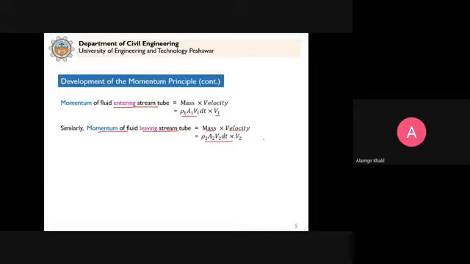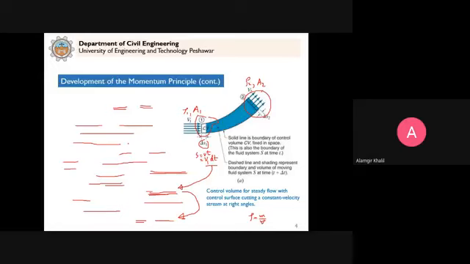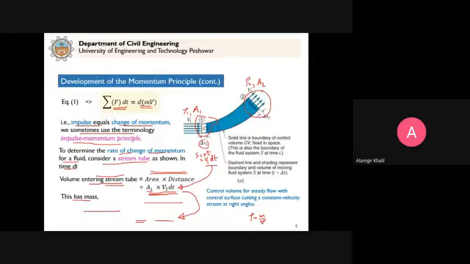Now what is the change of momentum? The net change in the momentum. Clear? We consider the inflow and we consider the outflow. So the summation of forces, as we write down here, is equal to the rate of change of momentum. This is what it says. So what is the rate of change of momentum? This is the change in momentum divided by time.